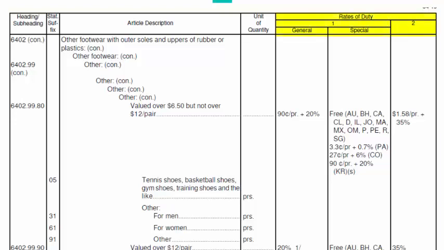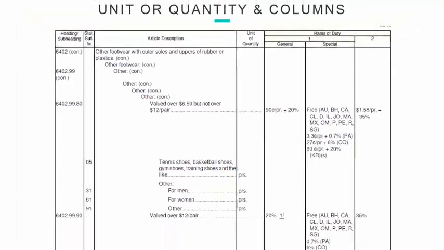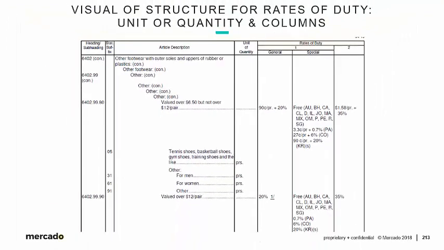General column, normal trade relations. Special column, countries we really like and want to help out. Column 2, not so much. Influenced by the product itself as expressed in its full legal and statistical classification. In this example, the actual unit cost of the footwear itself and the country of origin. Just a good illustration here.